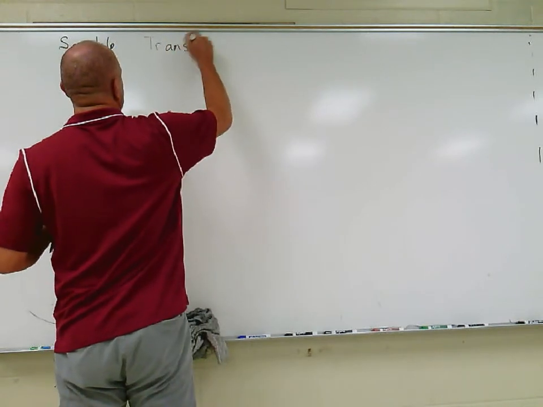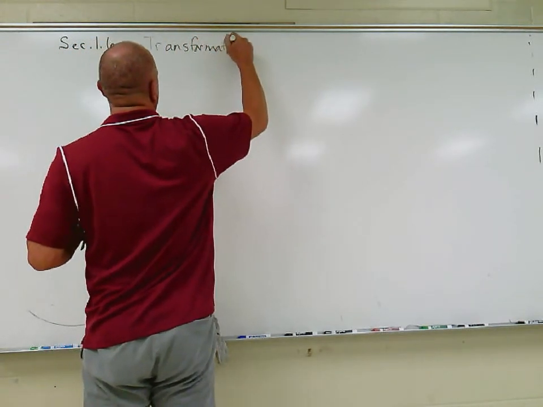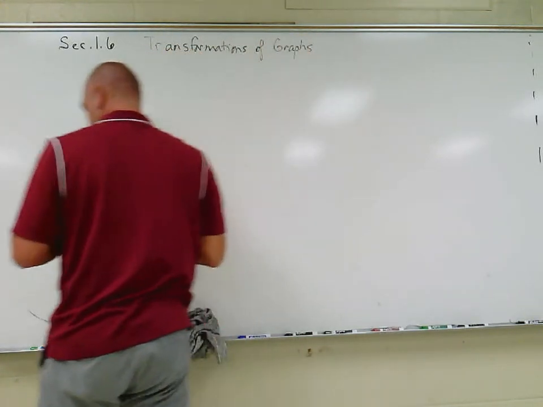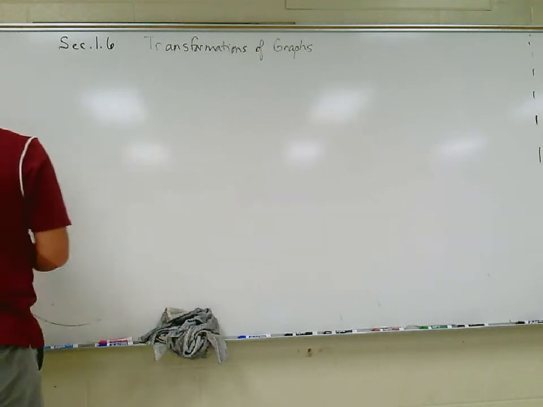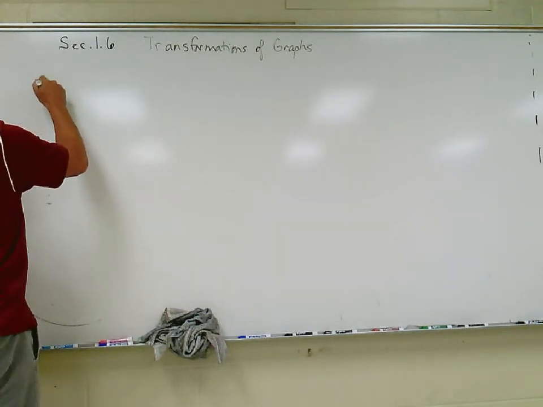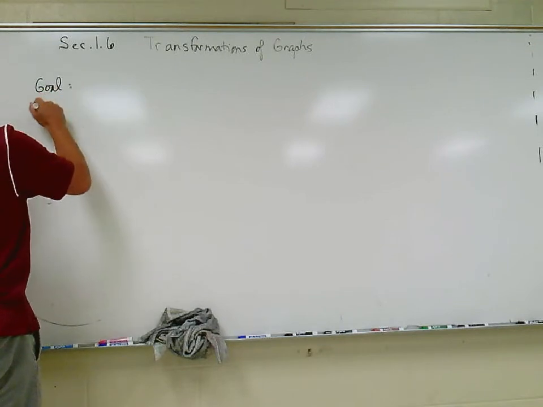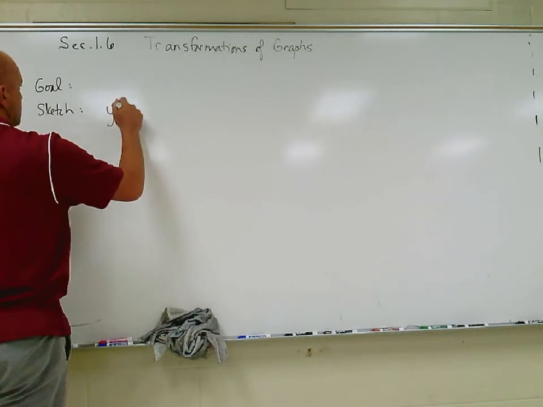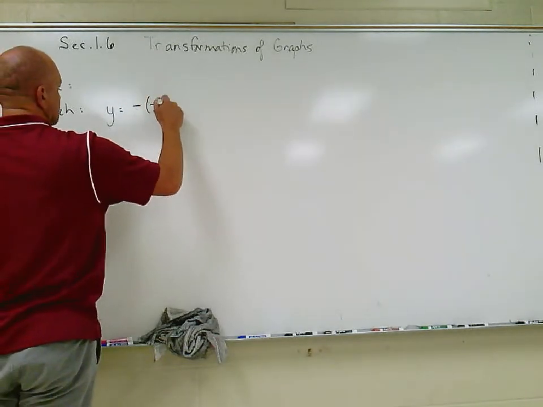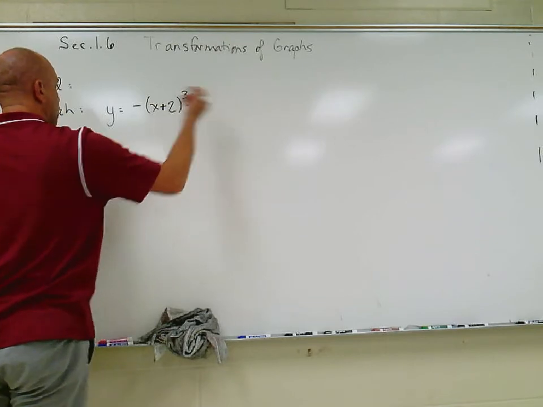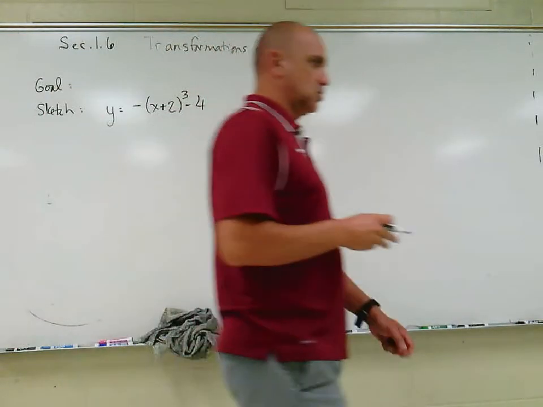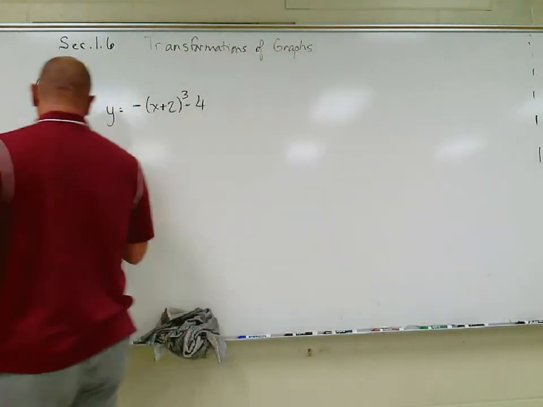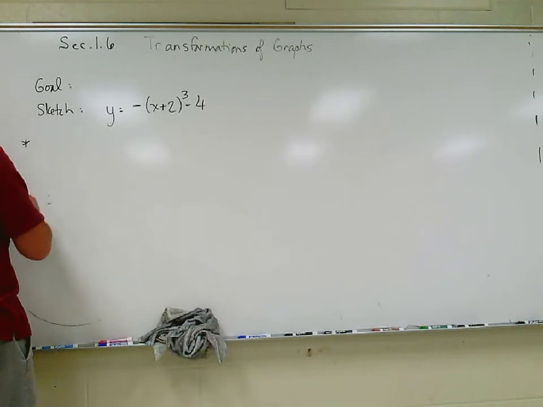We're going to look at how we can, so our goal for this section is, can we just sketch quickly something like this right here? Let's just say it's y equals negative (x plus 2) cubed minus 4. Okay, that's our goal. It's just to sketch that. So basically there's two categories. I mean, that's an example of one of the graphs. There's two categories that we're going to look at.